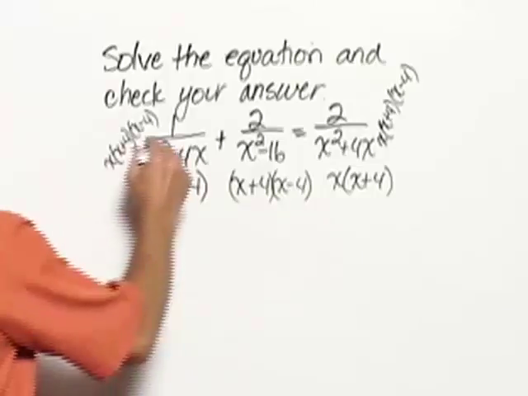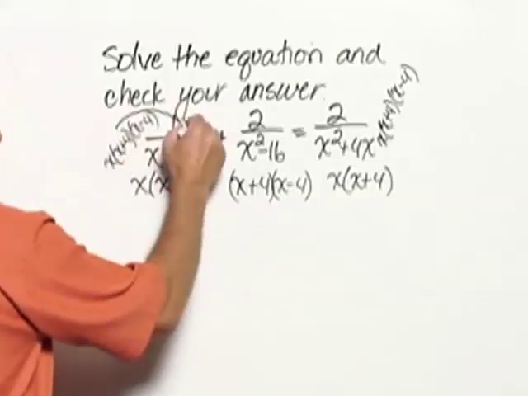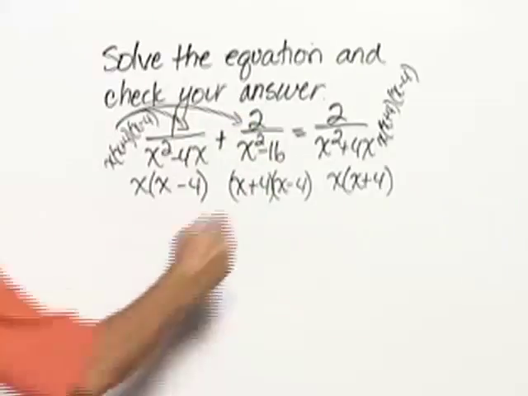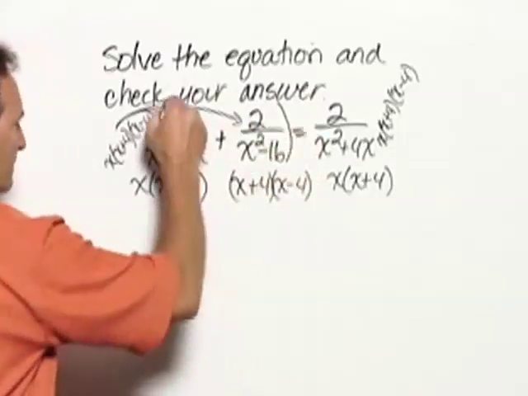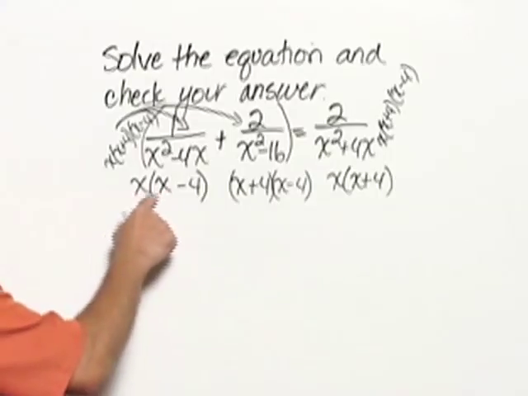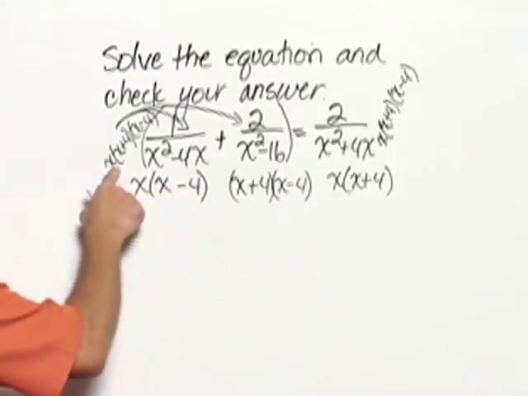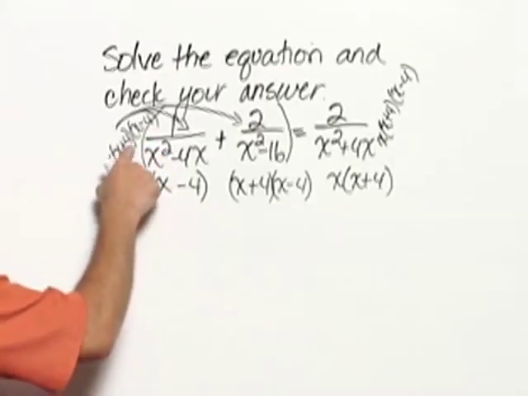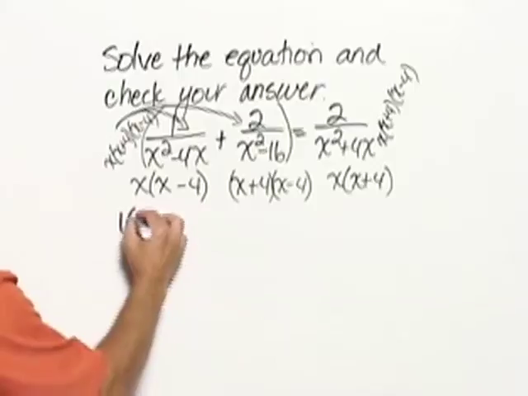When I multiply this equation, this left-hand side of the equation, I need to think of this as being in parentheses. And so we must distribute the LCD to each of those. When we do this, notice that the x minus 4 will cancel the x and the x minus 4. That leaves us with x plus 4 times 1.